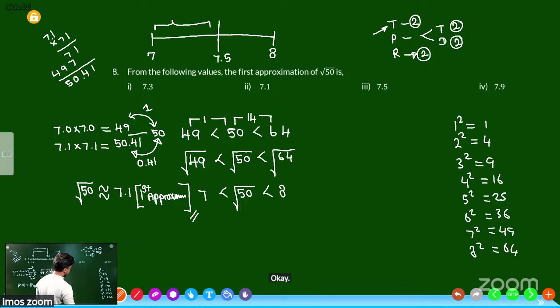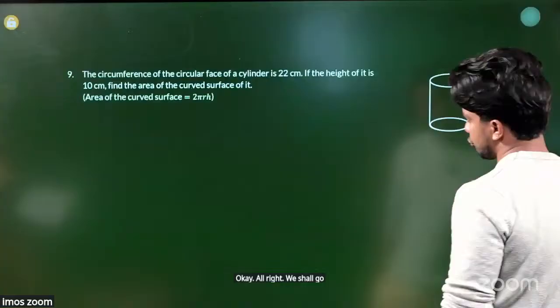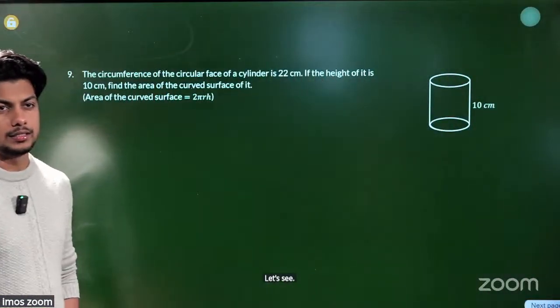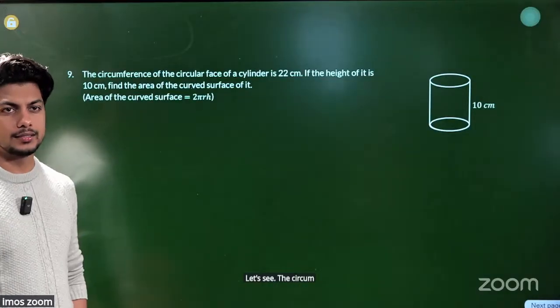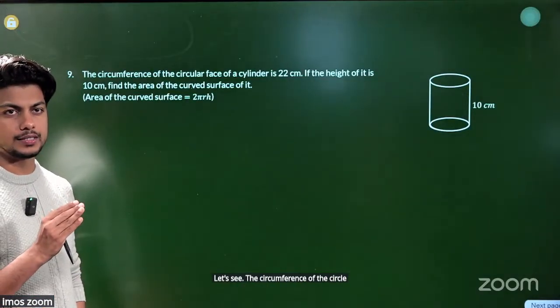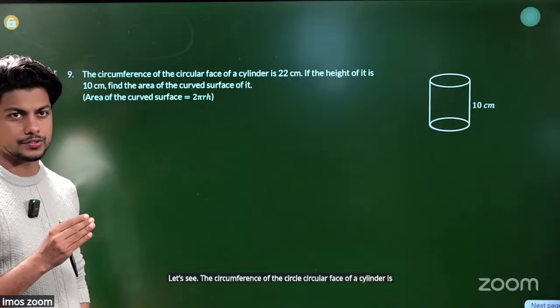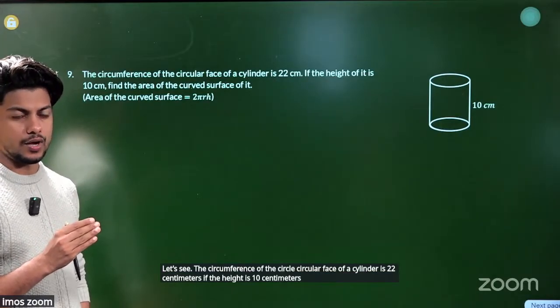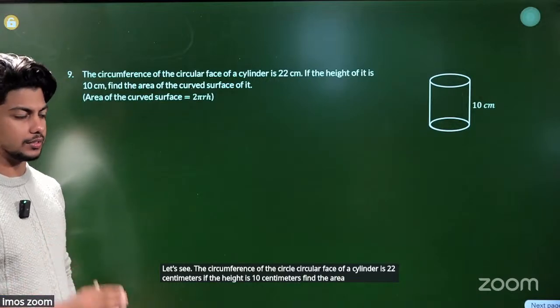All right. We shall go to the next question. Let's see. The circumference of the circular face of a cylinder is 22 centimeters. If the height is 10 centimeters, find the area of the curved surface of it.